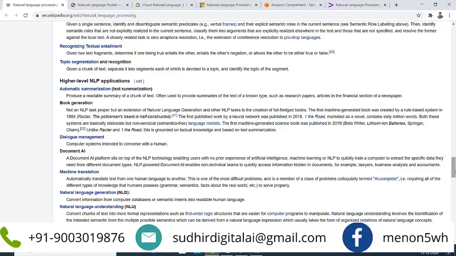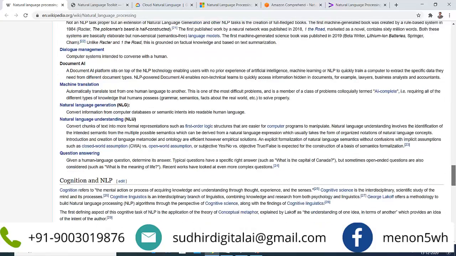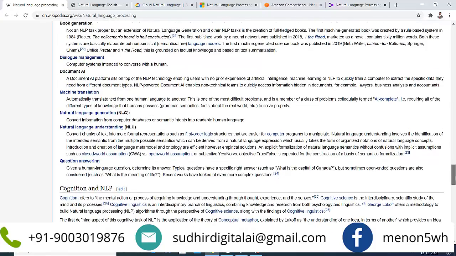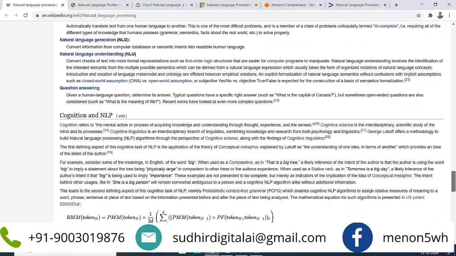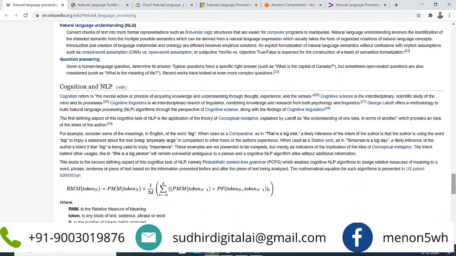What are some of the higher level NLP applications? You can do automatic summarization, book generation, dialogue management, document AI, machine translation, natural language generation, natural language understanding. You can also do something called question answering. All these are possible applications. And if you really see from a cognition and NLP perspective, what is cognition? It refers to the mental action or process of acquiring knowledge and understanding through thought, experiences, and the senses.